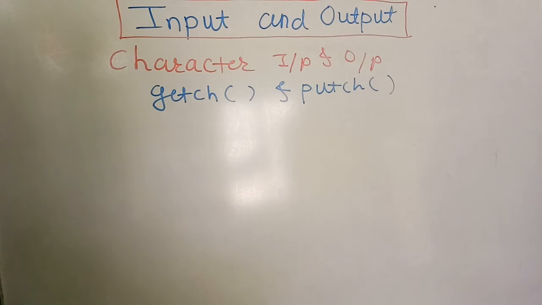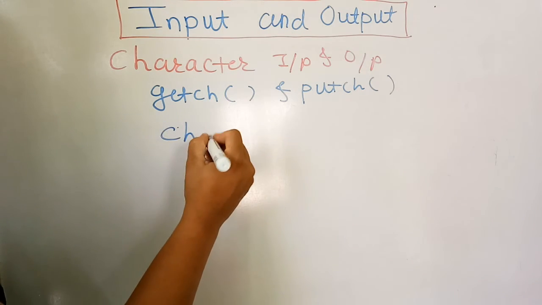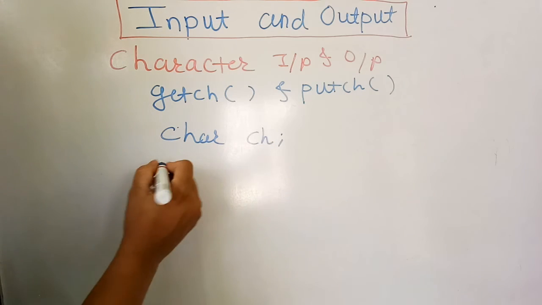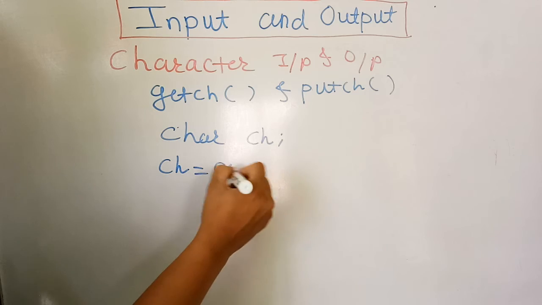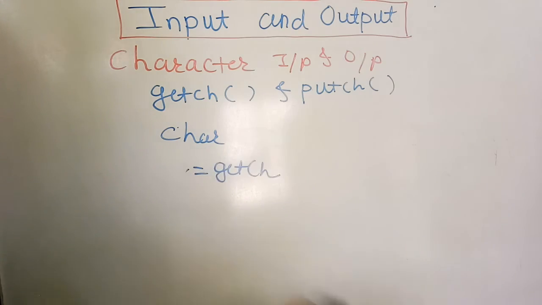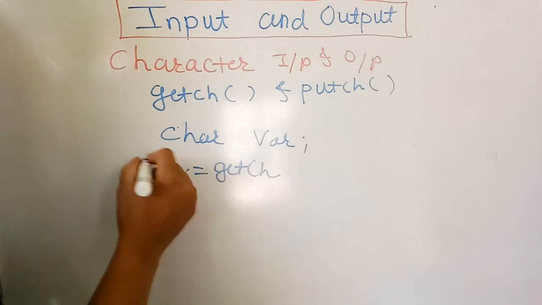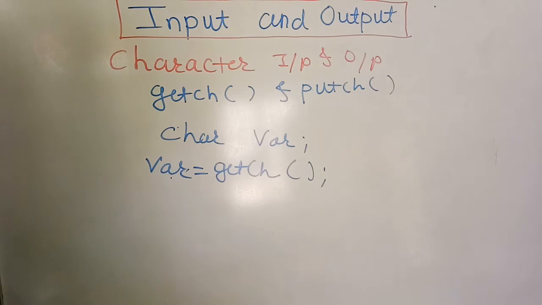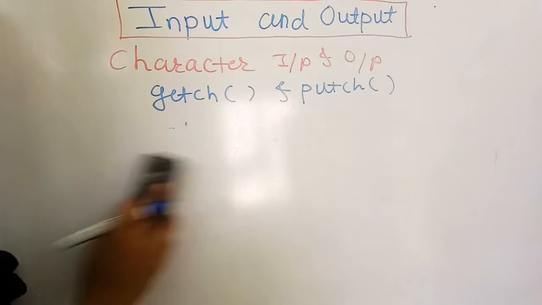The mechanism of using getch is also like getChar. You have to declare a variable of type character, for example char ch, then accept it like ch equals getch. It may give you an error, so you can type another name for the variable. You are capturing the value of that character into the variable, known as ch. So this is the basic mechanism behind getch.